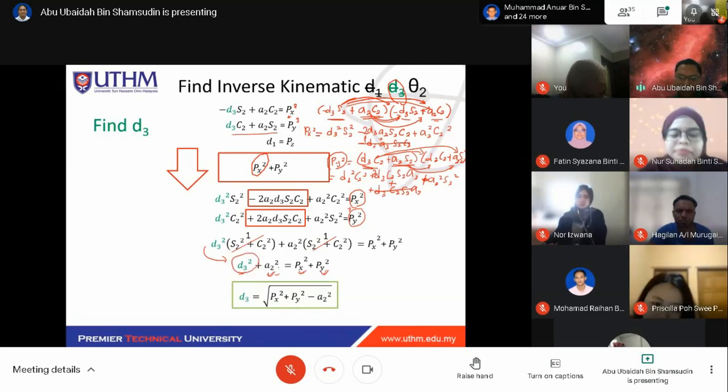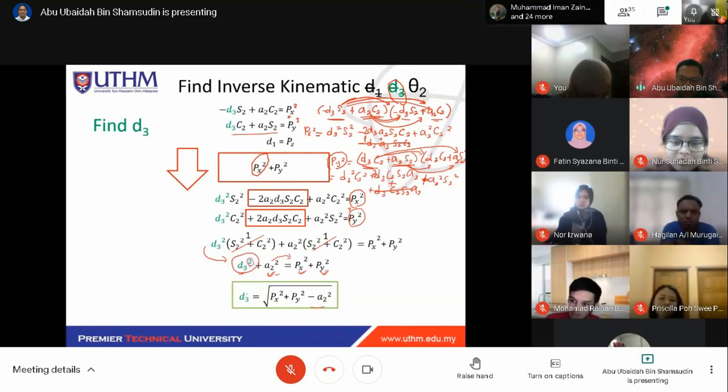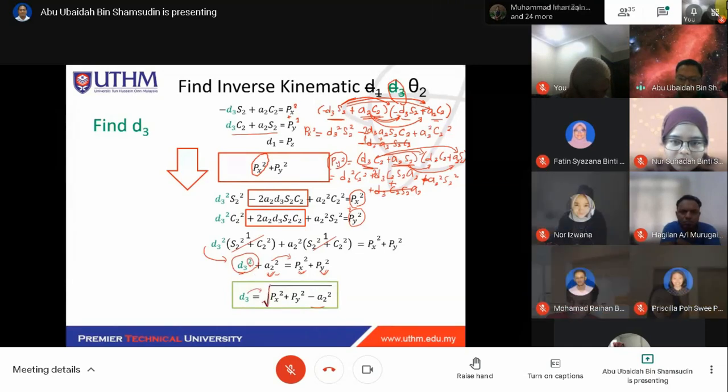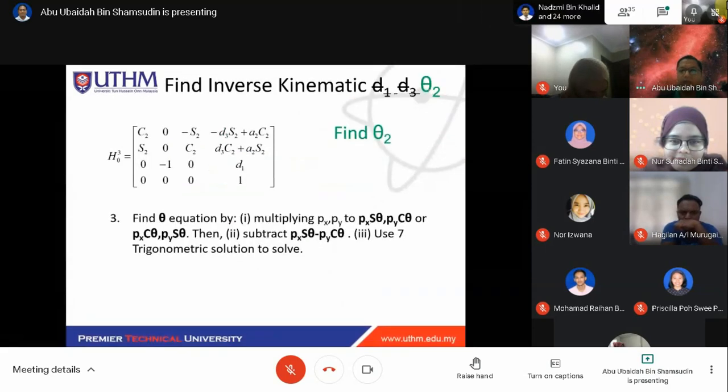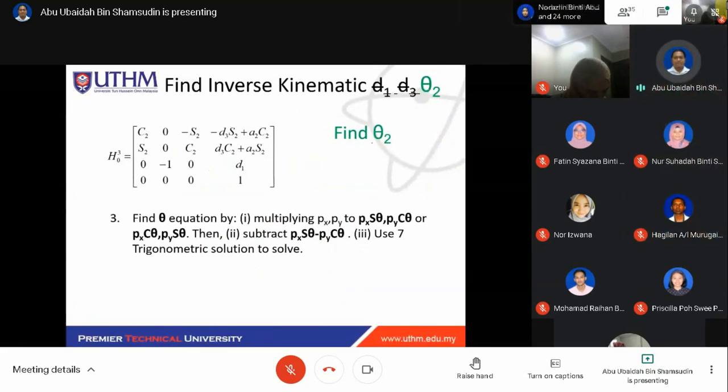This is the unknown. So what we do, we bring a2 to the right, so it becomes negative a2 here. And powered by 2, we just bring it to the right, so it becomes root square. So then we can solve d3. Now we already solved d3. The final one that we need to solve is theta 2. So how can we find theta 2? If you remember, you need to multiply your px and py with sin theta and cos theta. Okay? And then you need to subtract this equation and finally find the solution using trigonometric solution.